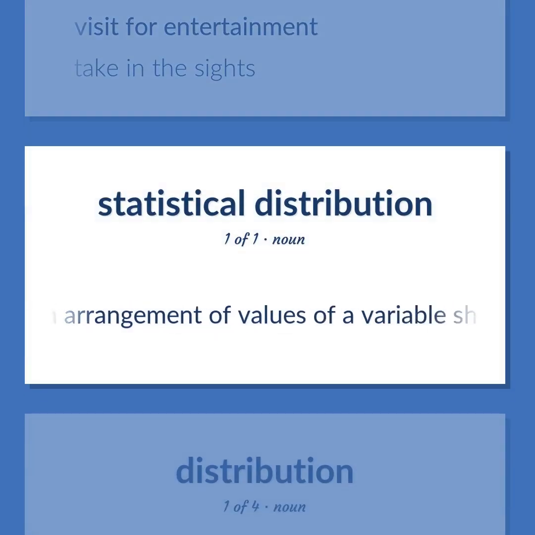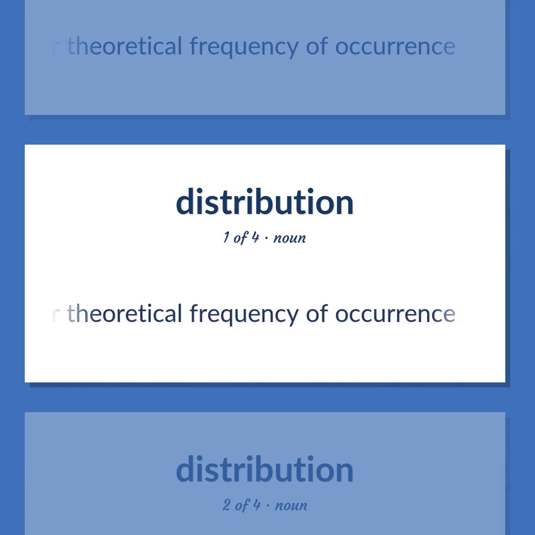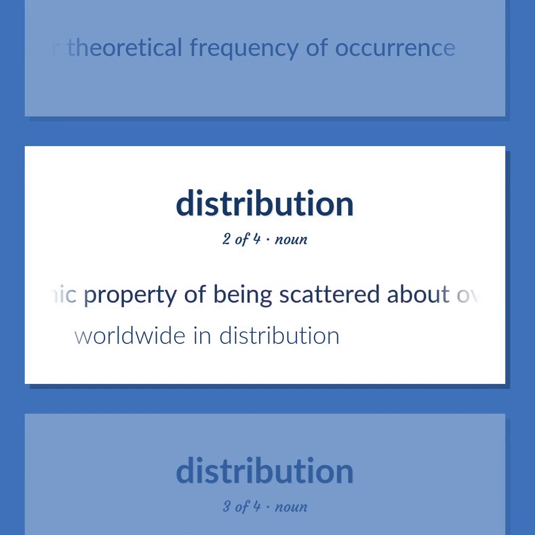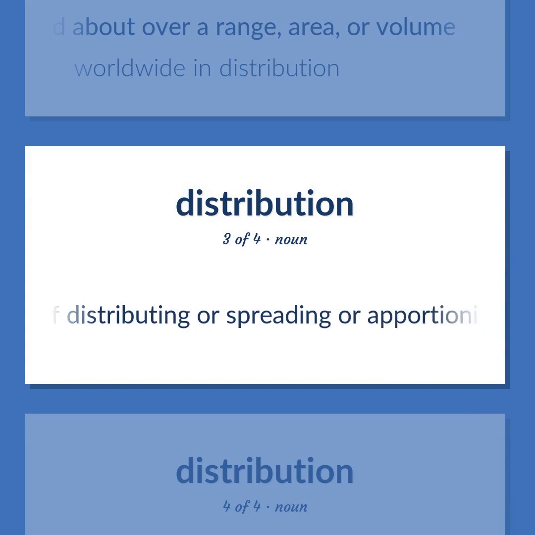Statistics. An arrangement of values of a variable showing their observed or theoretical frequency of occurrence. The spatial or geographic property of being scattered about over a range, area, or volume. Worldwide in distribution. The act of distributing or spreading or apportioning.